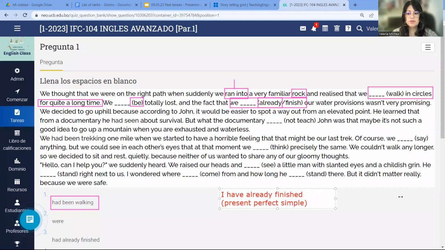And let me show you the other one. So we have the example. I have, what was it? I had been walking. It's present perfect, but in this case, it's continuous.